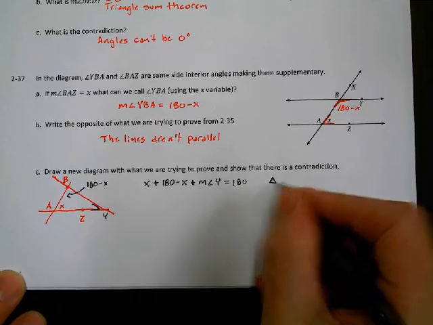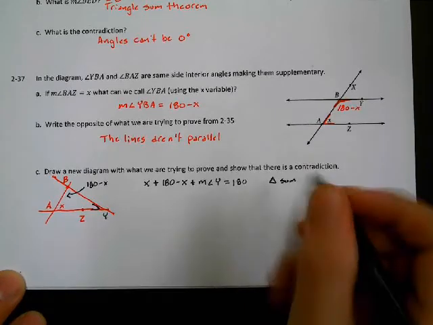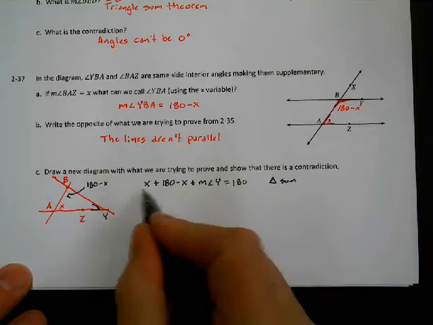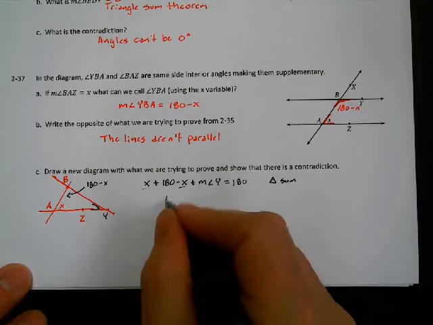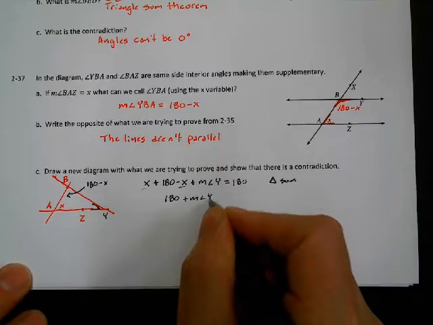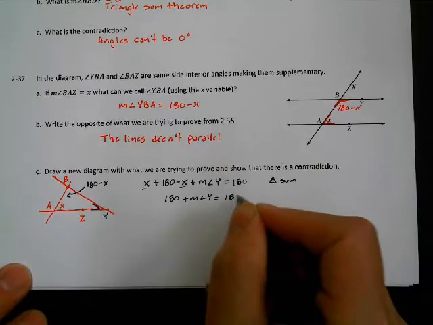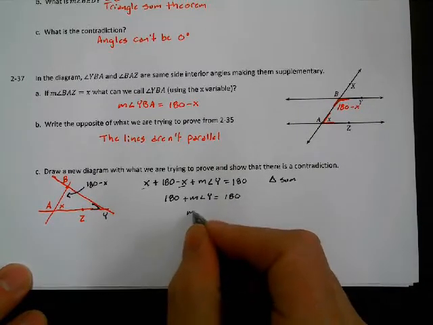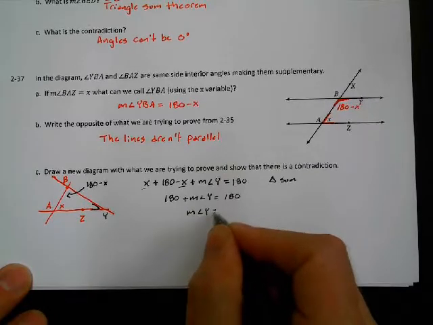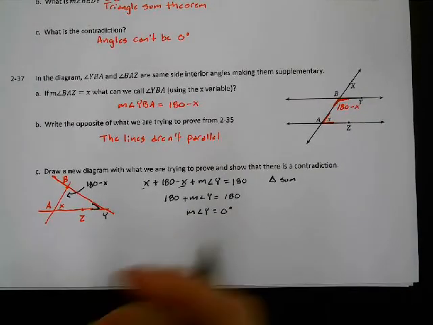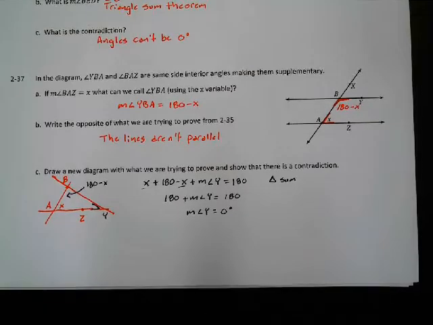So that's a rule of math that we can use. I'd combine my two like terms right here and here, and I'd get 180 plus the measurement of angle Y equals 180. I'd subtract 180 from both sides and get the measurement of angle Y is 0 degrees again. Now I did it all with variables, so now that proves it works for any combination for those two angles. So that is my contradiction.